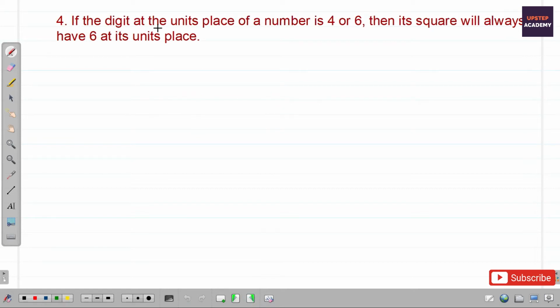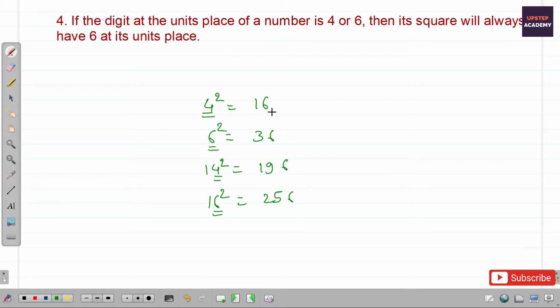Fourth property is if the digit at units place of the number is 4 or 6, then its square will always have 6 at its units place. This property is also very simple. Suppose we take 4, the square of 4 is 16. Take 6, the square of 6 is 36. Take 14, the square of 14 is 196. Take 16, the square of 16 is 256. You can see the number at units place is 4 or 6, and its square always ends with 6. So that is the fourth property.